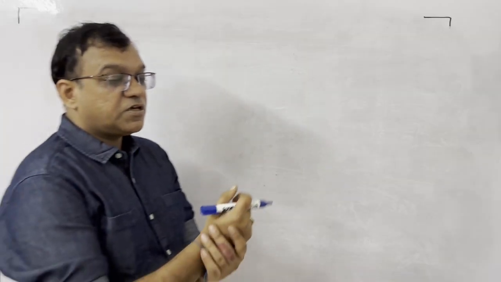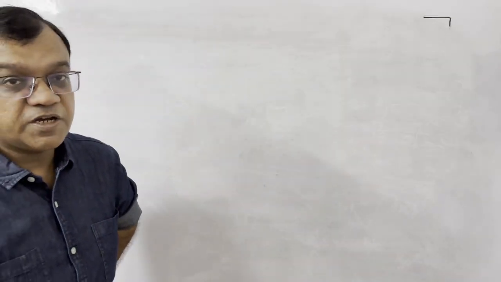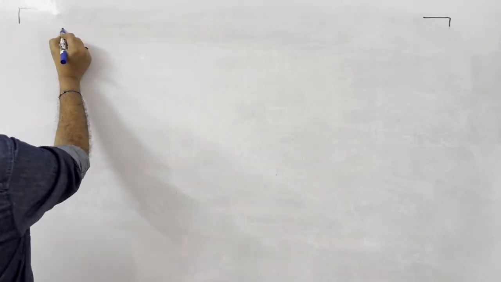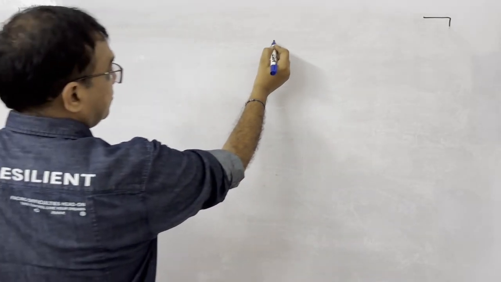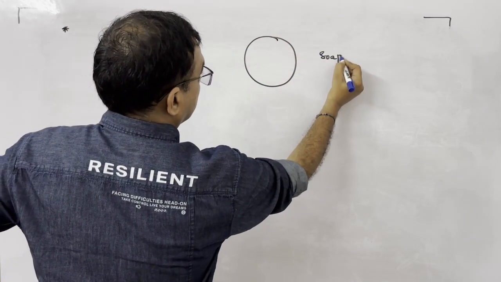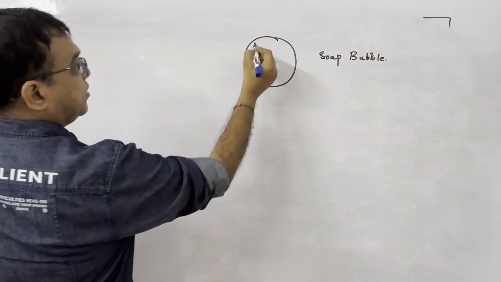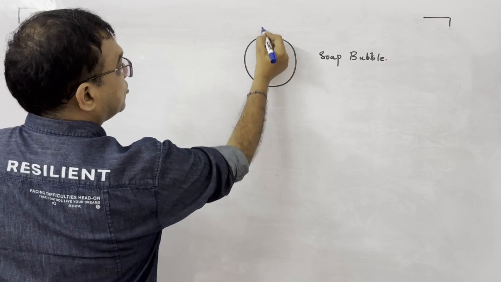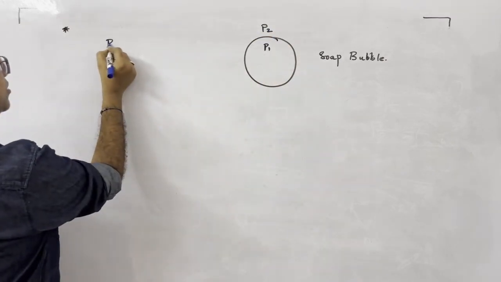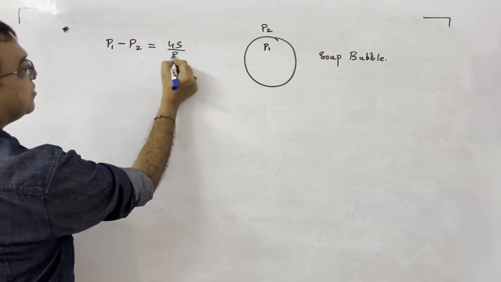Now we have seen the excess pressure across a spherical surface, across any arbitrary shaped surface, across a cylindrical surface also. Now one more point to consider, we have a soap bubble and the excess pressure across this soap bubble we have already seen, it comes out to be P1 minus P2 equal to 4S by R.